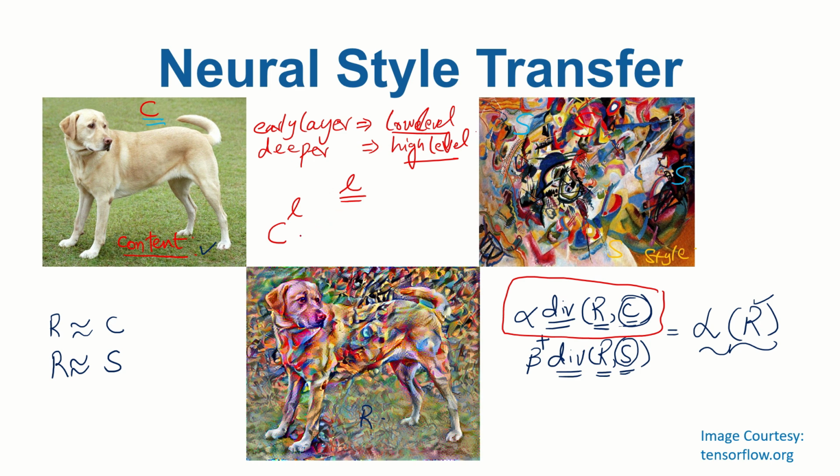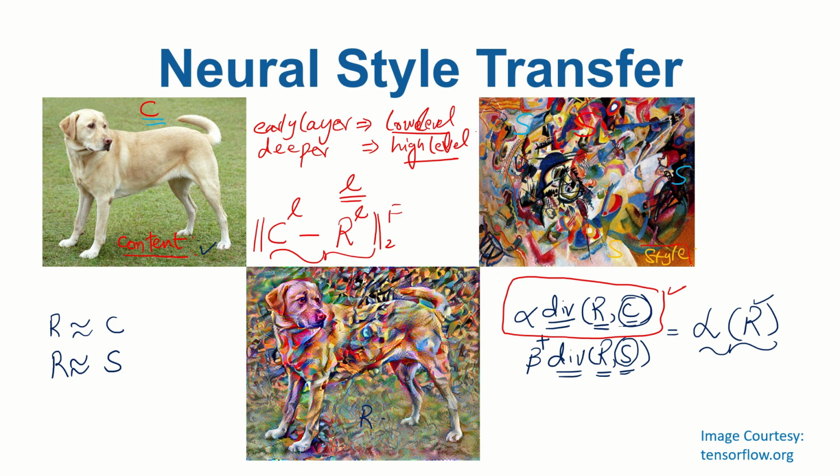Then for the same layer, you compute the activations for the resultant image that you have initialized randomly. You can compute the Frobenius norm of these two tensors or matrices, or just flatten them out and compute the L2 norm. And that is the content cost function. So that's the content cost.